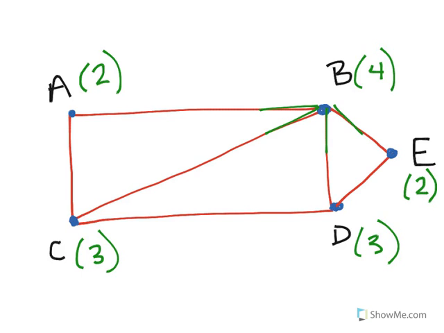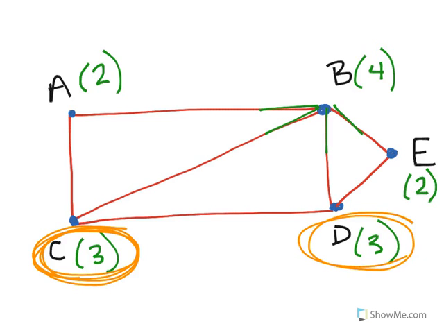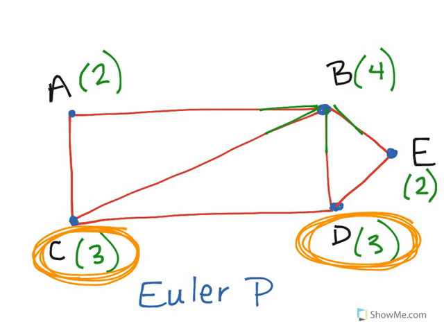Notice we do have some odd numbers here. C has an odd degree, and D has an odd degree. Since there are 2 or less, an Euler path is possible. An Euler circuit is not, but an Euler path is.